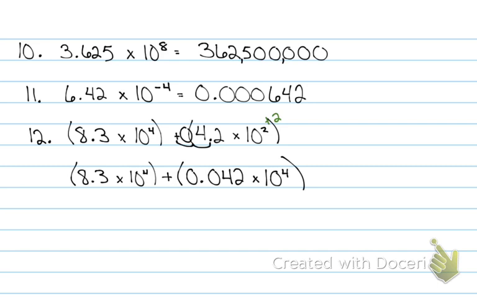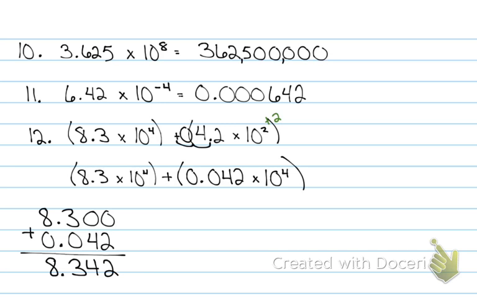Now what can I do? Just add the numbers together. Line up your decimals. 8.3 plus 0.042. And then your 0 placeholders. For addition, it doesn't matter too much. So 8.342.